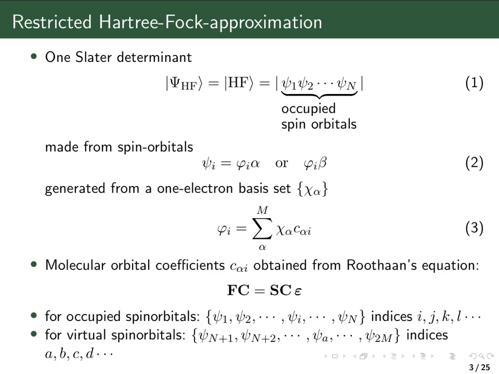Now, if we have an n-electron system, the spin orbitals with the n lowest orbital energies are used in the Hartree-Fock determinant, and they are called occupied spin orbitals, and we normally use indices i, j, k, and l, and so forth for those.